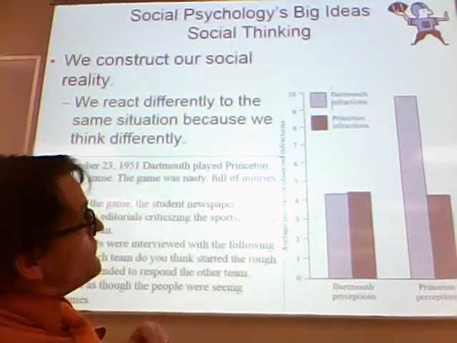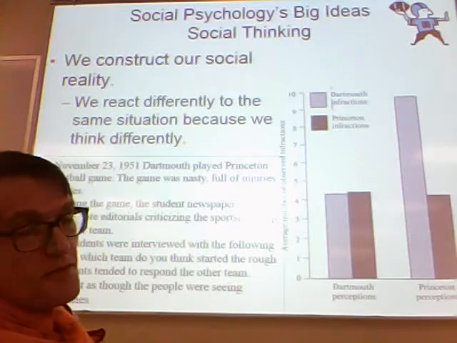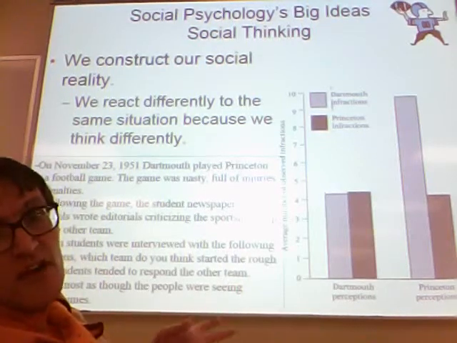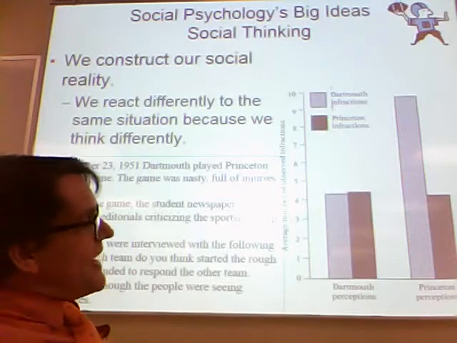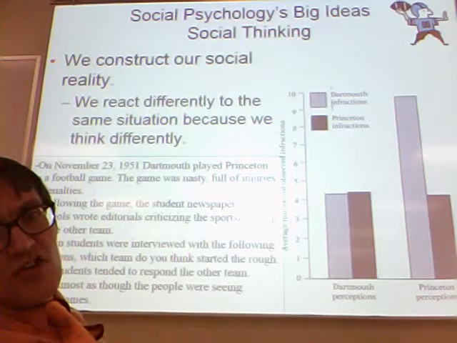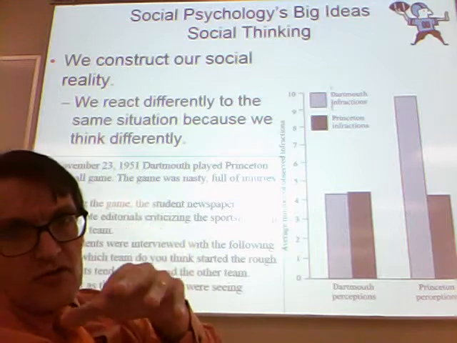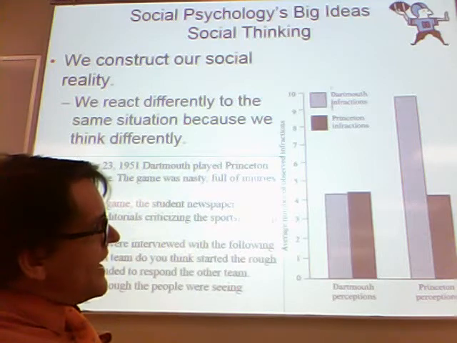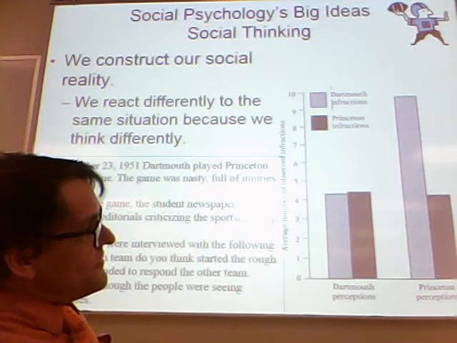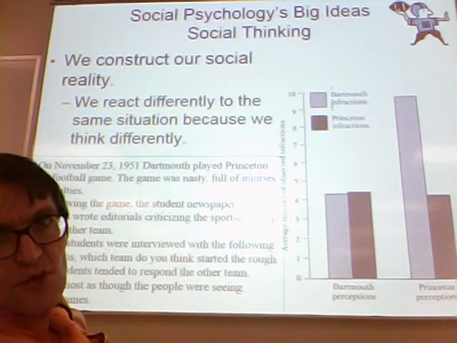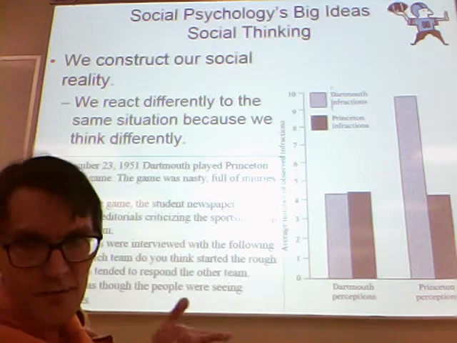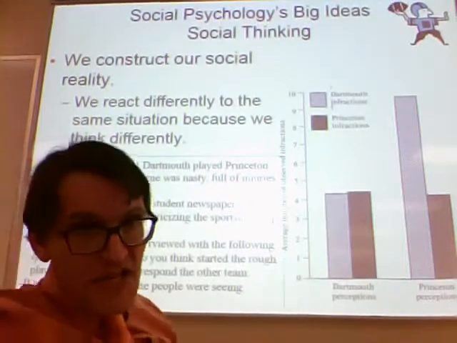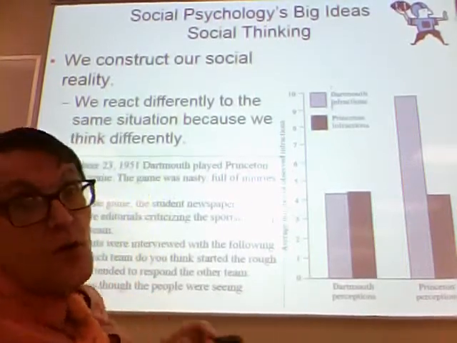This was a really interesting football game between Dartmouth and Princeton way back in 1951. It was an ugly game. There were a lot of infractions. But afterwards, they asked the students, who committed the most infractions? It's a little less than clear, but clearly what happened was Dartmouth students were much more likely to see Princeton infractions, and Princeton students were much more likely to see Dartmouth infractions. So the biases that you bring to the situation influence what you see.